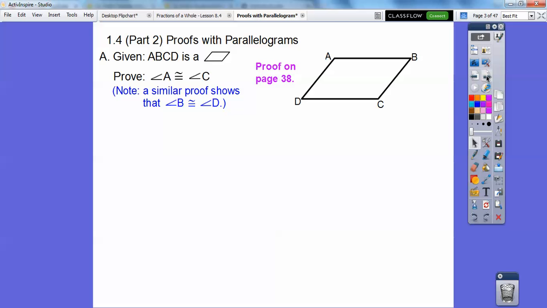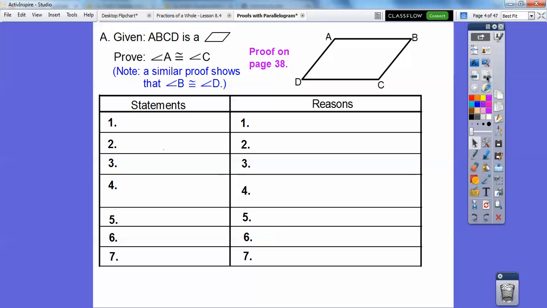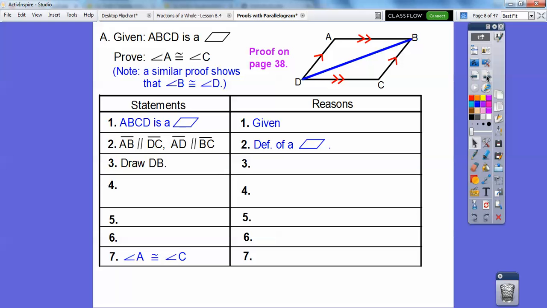So this proof is on page 38 in your text. Given parallelogram ABCD, we want to prove that angle A is congruent to angle C, and it's similar to do B and D congruent. It's the exact same thing. So let's go ahead and throw the given down and our proof statement, free points. By definition of a parallelogram, opposite sides are parallel, okay? And then by theorems of parallelograms, that's when all the other stuff happens, but that's the definition of a parallelogram.